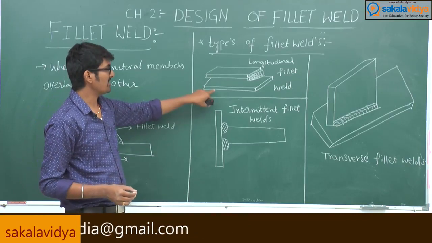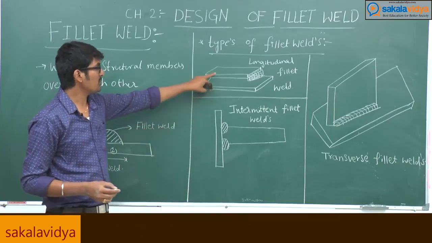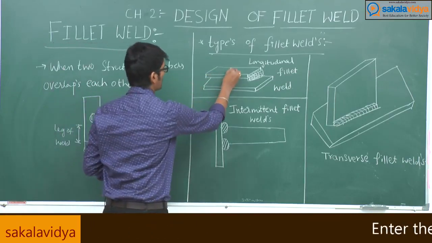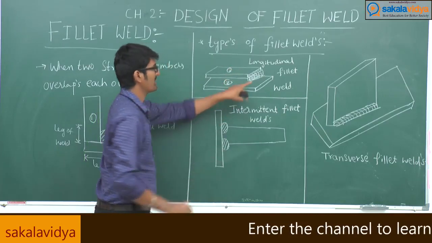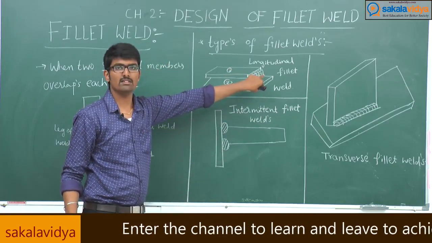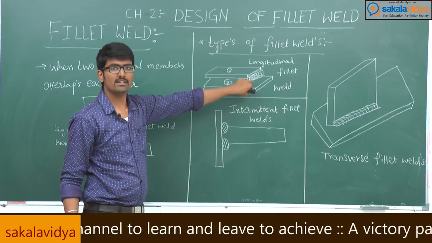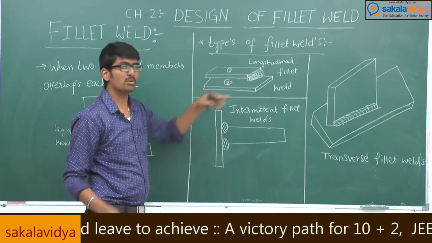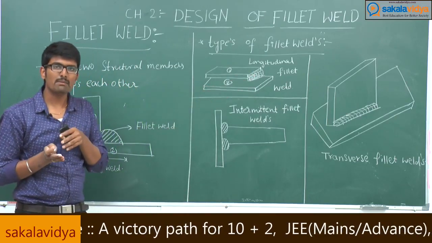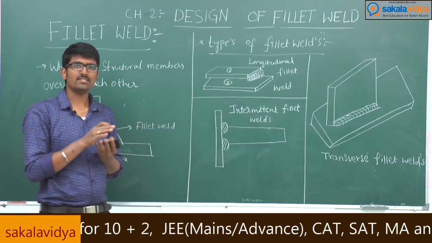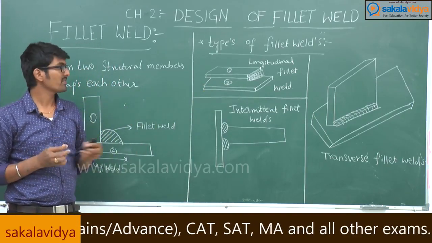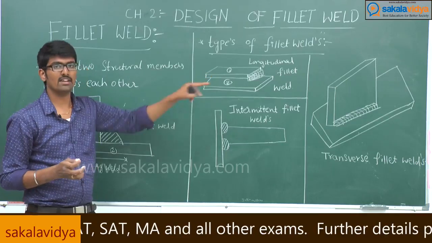See here, longitudinal fillet welds. Here the 2 plates, plate 1 and plate 2, overlap each other, and the weld section is forming here. This is known as welding. Here the fillet weld is here, and the 2 flat plates overlap each other. This in a longitudinal direction leads to the formation of longitudinal fillet welds.